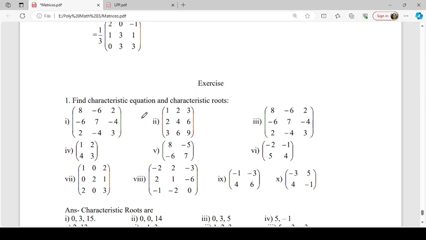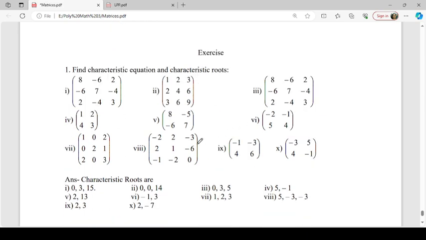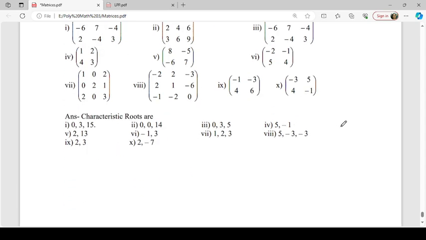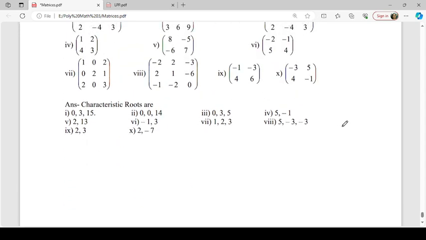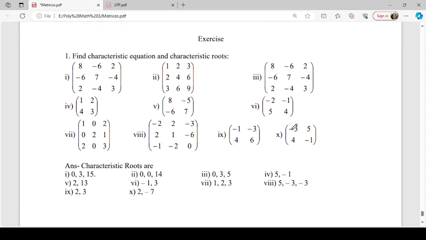And then for the characteristic equation, the procedure is the same, only the calculations differ. So (8 minus lambda)(7 minus lambda)(3 minus lambda), then take the determinant, then factorize, and we get these roots. These are the answers. So this is all about matrices.